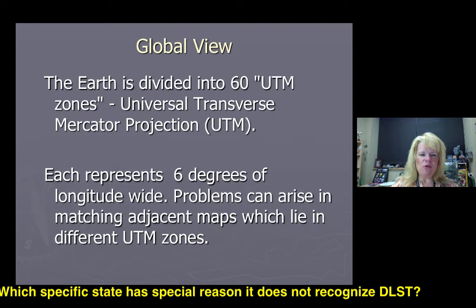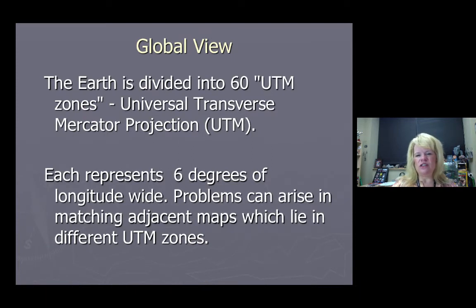All right, on a global view, the Earth is divided into 60 UTM zones. That's universal transverse Mercator projections. And each of these represents 6 degrees of longitude wide. So problems can arise when you're matching adjacent maps which lie in different UTM zones. And so you have to know which map comes next, and you can find that on the edges of your maps because it'll tell you which map to refer to.